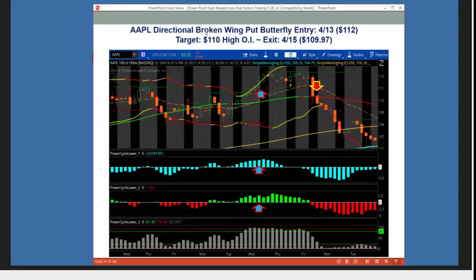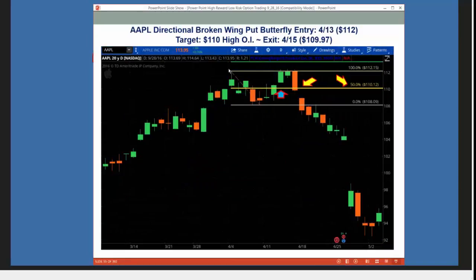So this was an Apple directional broken wing put butterfly setup. Apple was trading at $112. In this setup, momentum was to the upside, so I was looking for a trade setup for an upside move, but also a huge amount of open interest at the 110 strike. So there's a good chance with Apple coming back to that big open interest if it rolled over and failed. The setup was on the 13th, and it was out the 15th, and it went out at 109.97.